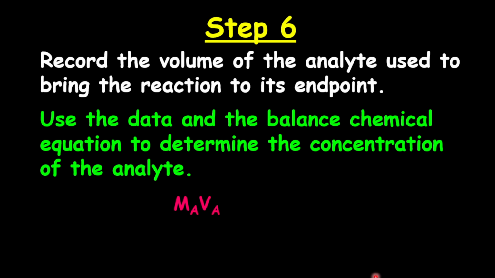A quick formula to work out acid-base titration is MA VA over NA, which is equal to MB VB over NB. Just to note, I have this on the next screen anyhow: M represents molarity, V represents volume, and N represents number of moles. The A's represent the acid, the B's represent the base. So it's an acid-base titration.